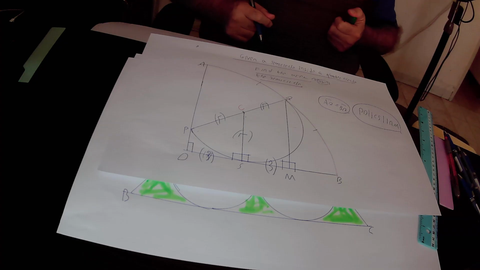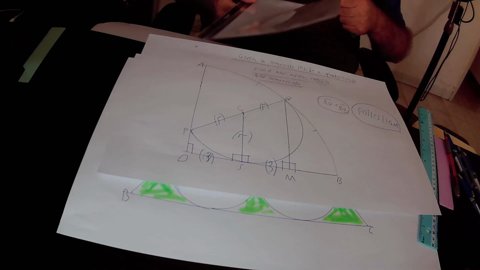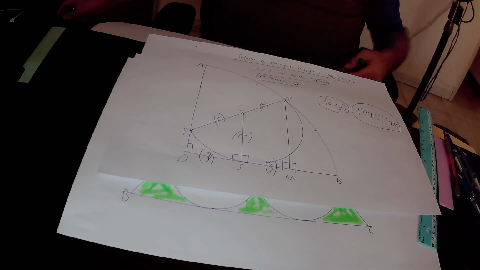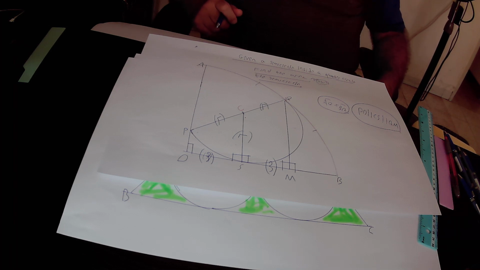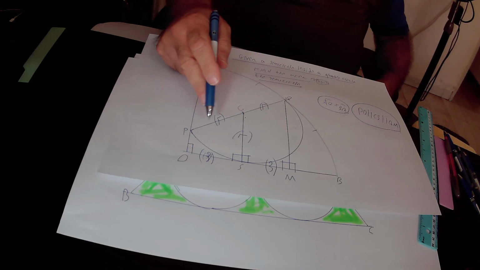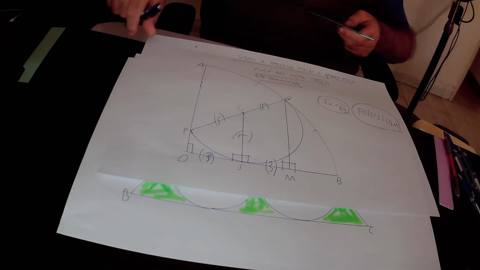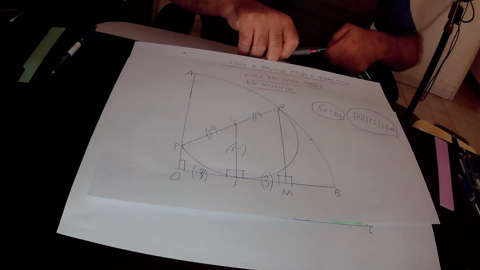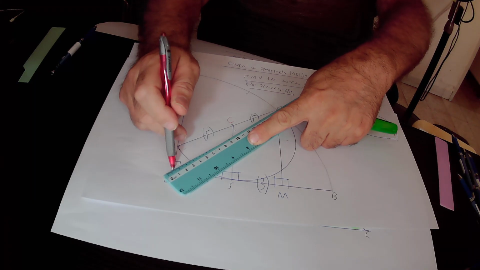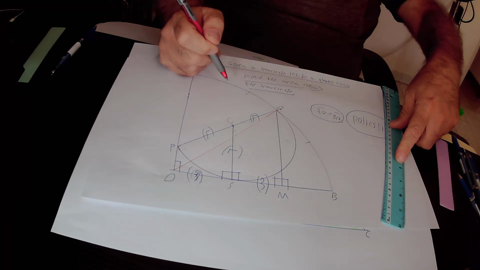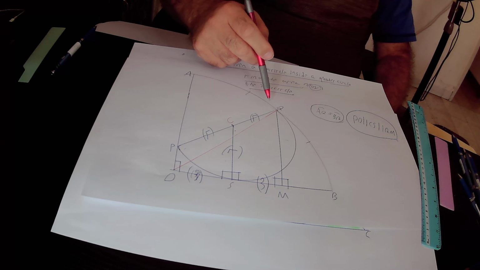In the next step, we'll do another construction. But before that, we'll join points O and Q together by a straight line. Joining points O and Q together, we get the right triangle QOM.